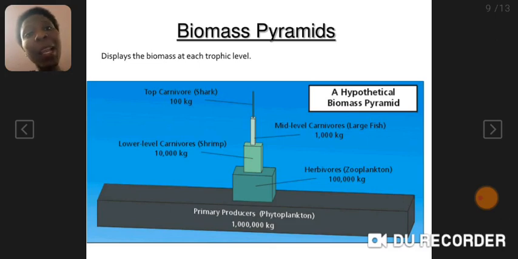So the total mass of these organisms occupying each trophic level will be the biomass, and it will be represented in a pyramid of biomass. It's a simplified representation of these important quantities in ecology while undertaking ecological studies. So you can see how simplified everything has become.